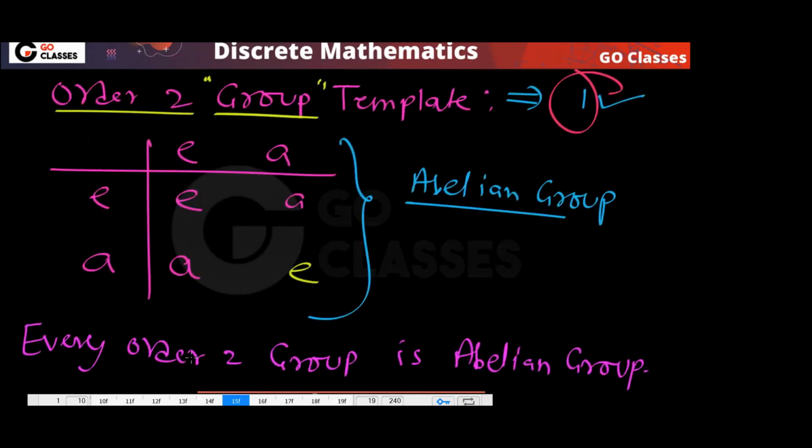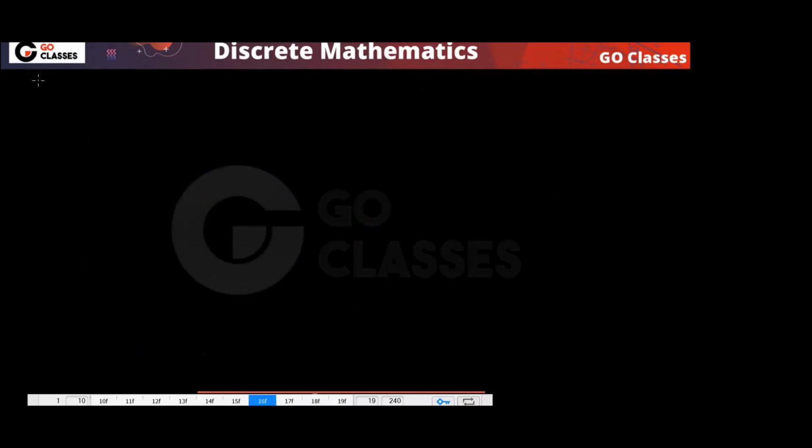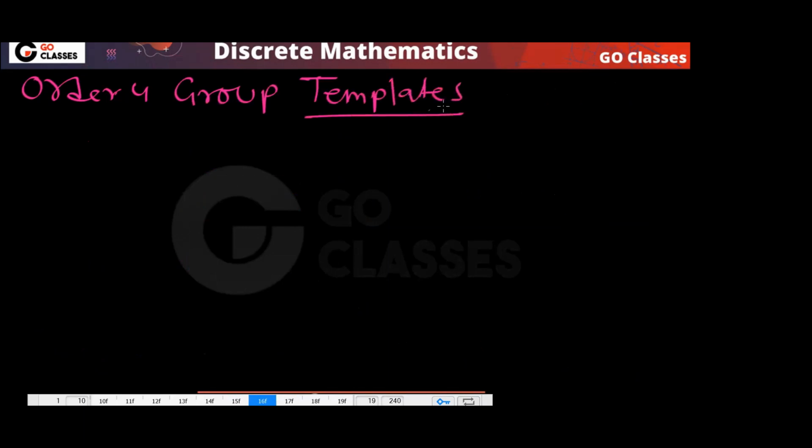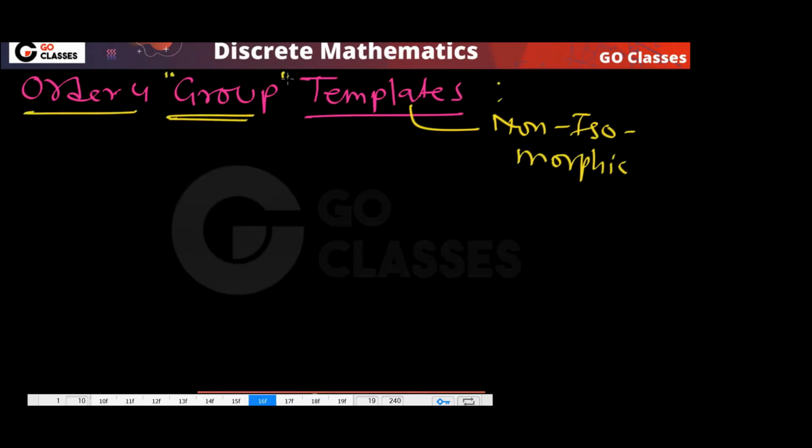Now let's come back to order 4. In the last class, we were discussing order 4 groups. Group templates. So how many templates can you have? Template basically means non-isomorphic. So I'm talking about non-isomorphic. How many non-isomorphic groups can you have with order 4? And I'm talking about groups.